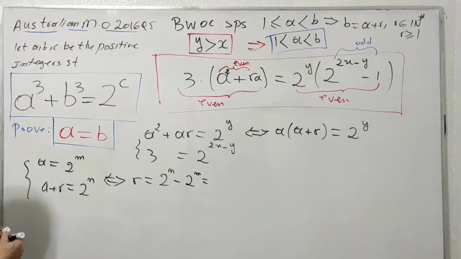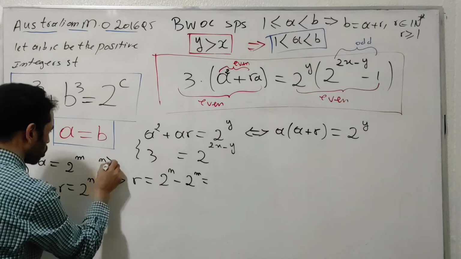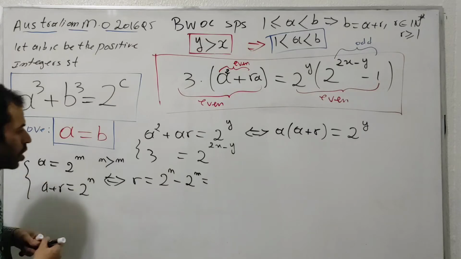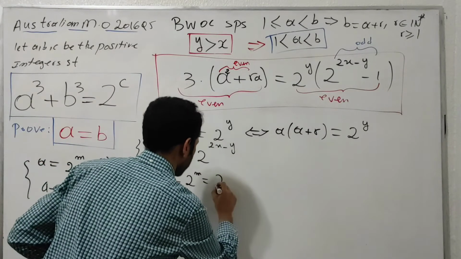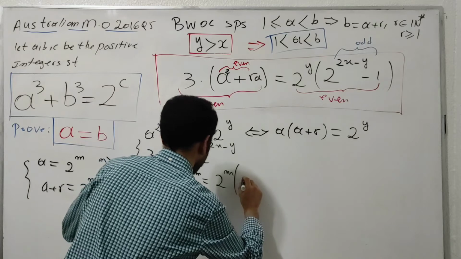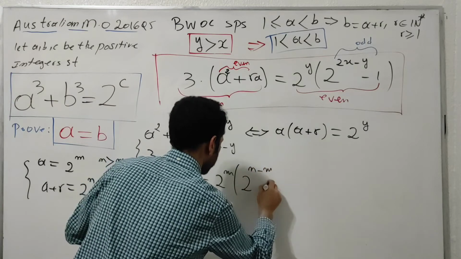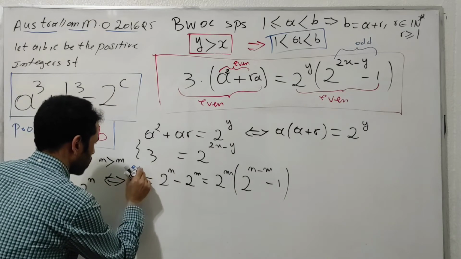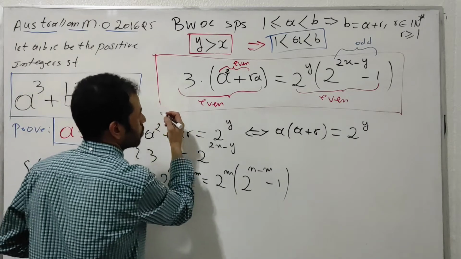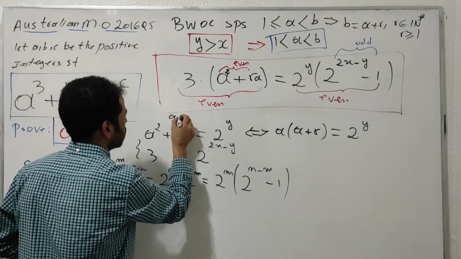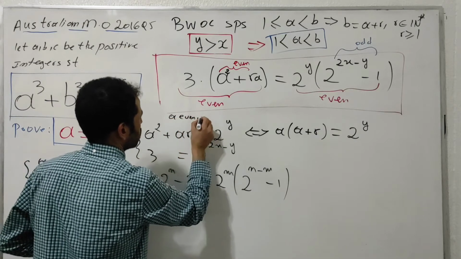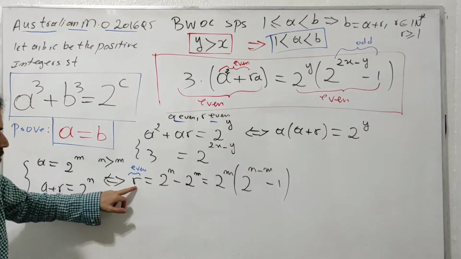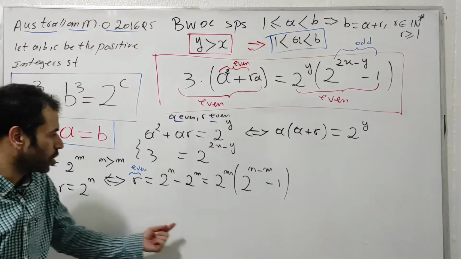So since n is strictly superior to m, because this term is bigger than this term, I'm going to take 2 to the m as a common factor. I will have 2 to the m times (2 to the n minus m, minus 1). Now we know this is even. R is even because we already mentioned a is even, and that forces r to be even as well.